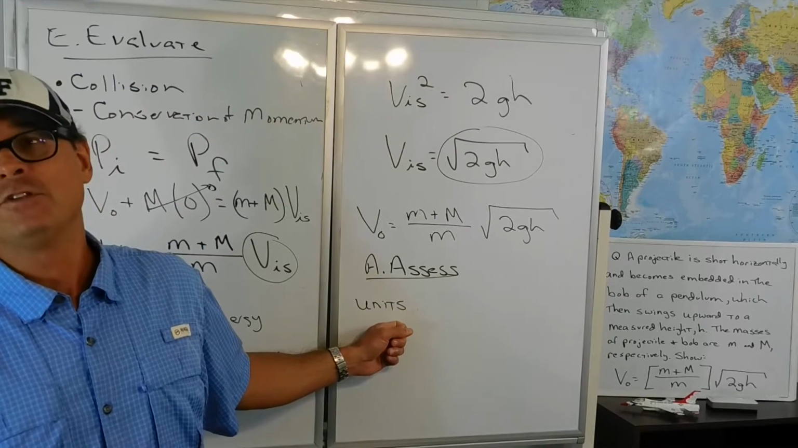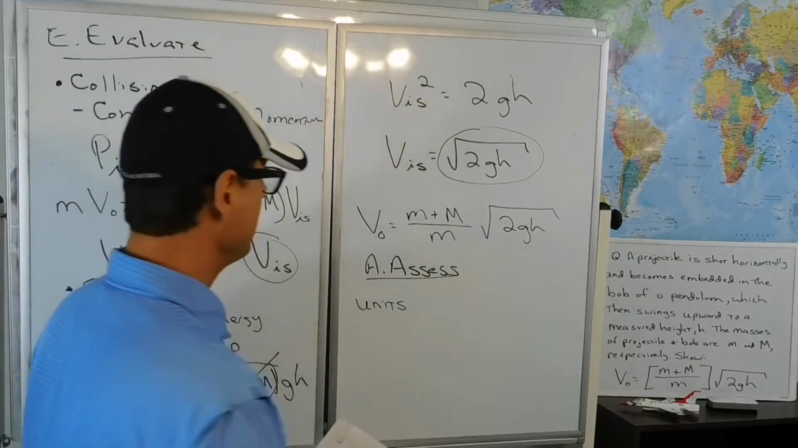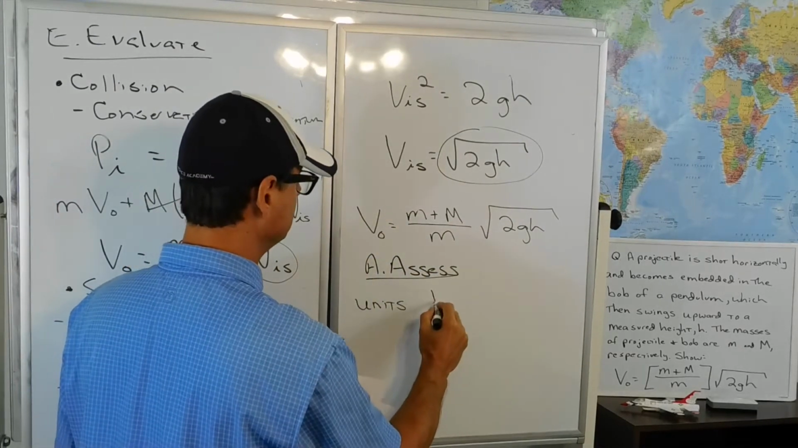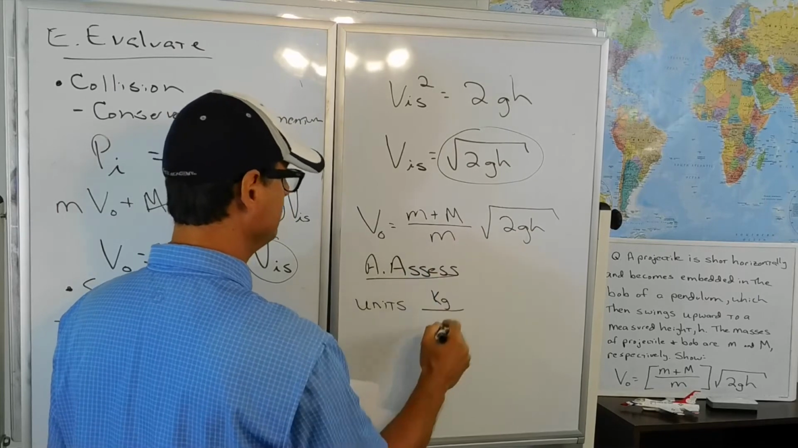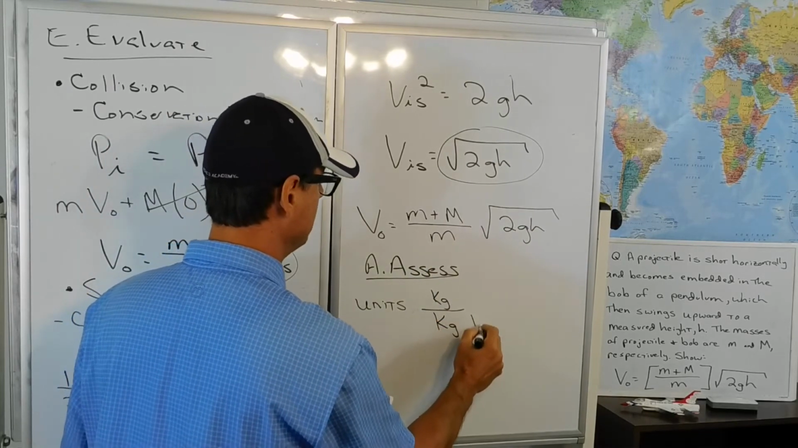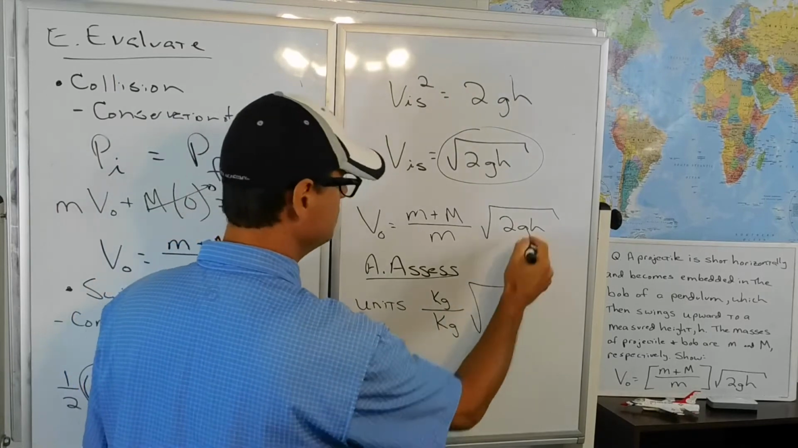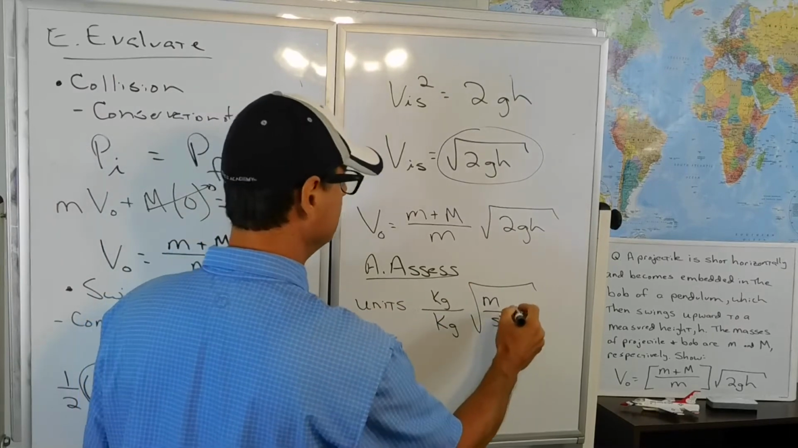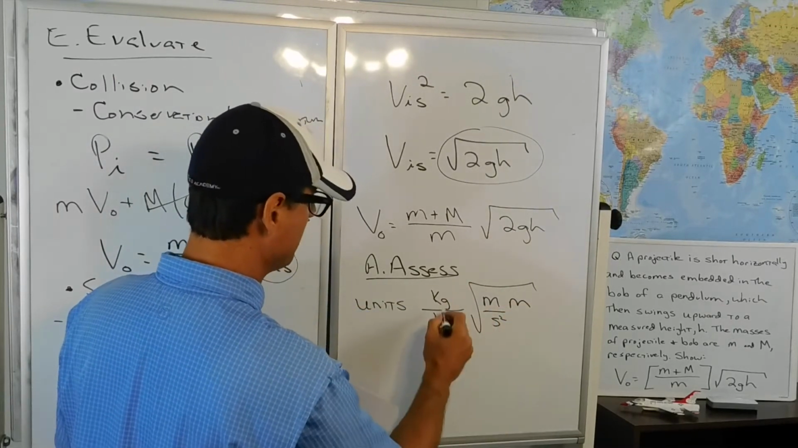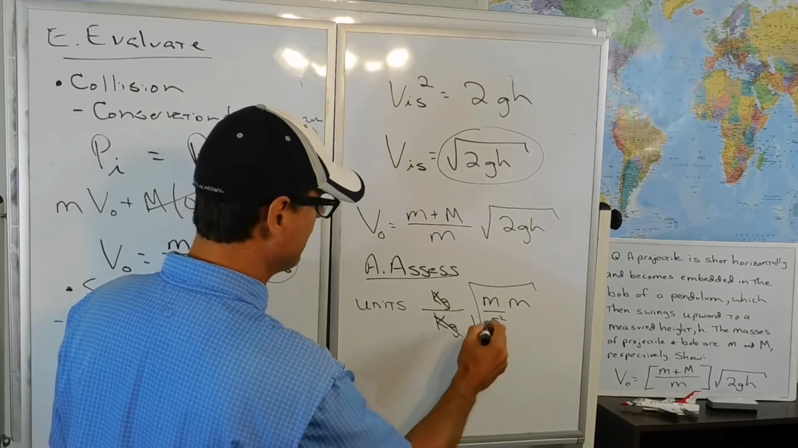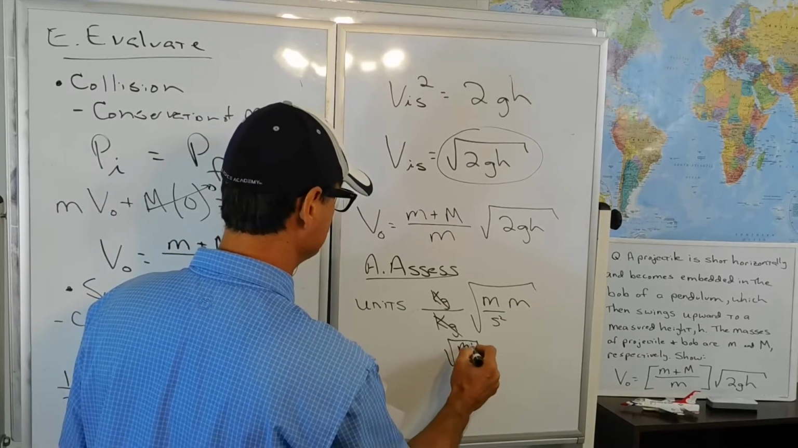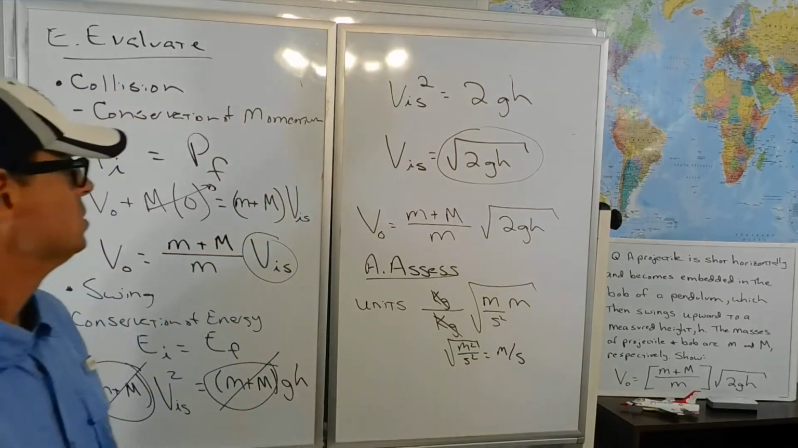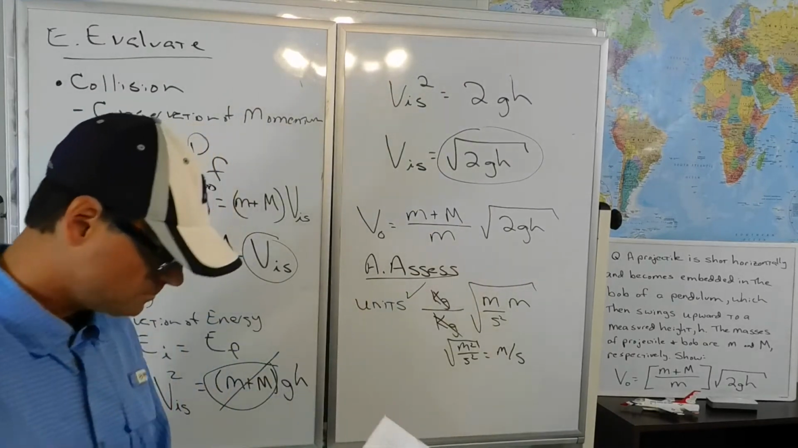We didn't do the math on the units yet, so let's go ahead and do that now. V naught: units of mass plus mass is kilograms. Units of mass in the denominator here is kilograms. And then the square root of 2 is unitless. G is the acceleration of gravity, meters per second squared. H is the height in meters. So let's keep doing the math on the units. Kilograms over kilograms cancels out. And then we have the square root of meters squared per second squared, and that is indeed meters per second. So the assessment on the units passes our check.